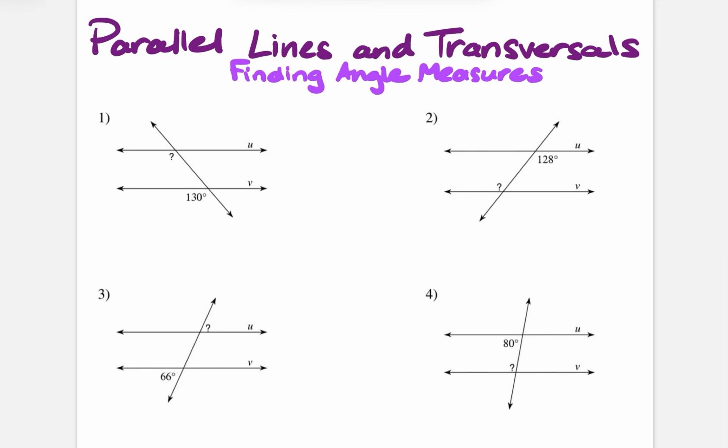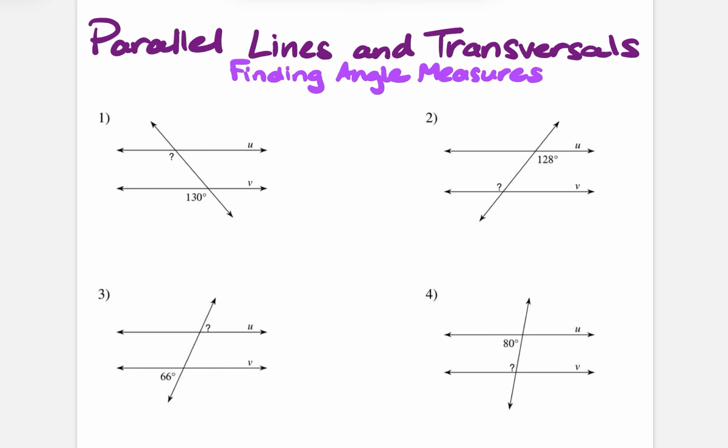Everyone, in this video I'm going to talk about finding angle measures given parallel lines, or angle measures that prove the lines are parallel. So number one here, where our question mark is and where 130 is, those are both on the left of the transversal line and they're both below their respective parallel line, or what we want to assume or prove to be parallel.